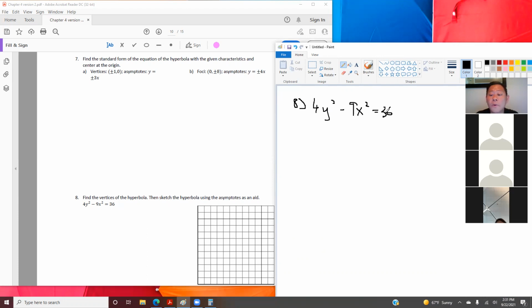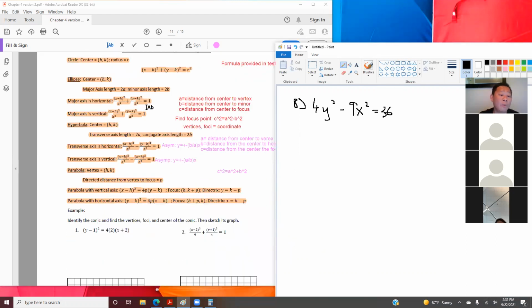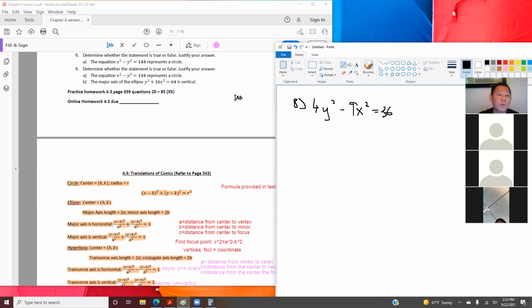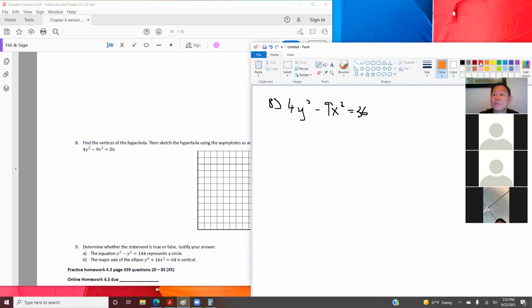The first thing I want to point out is that no matter if it's an ellipse or hyperbola, they're always equal to 1 on the side. So what do we do here? If you have this, you divide both sides by 36. Now you get 1 here. Now you can reduce this. So this is y squared.